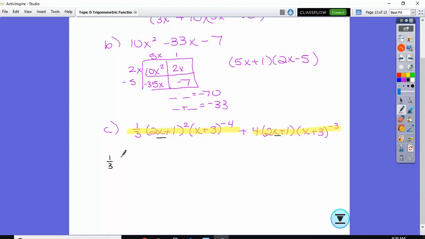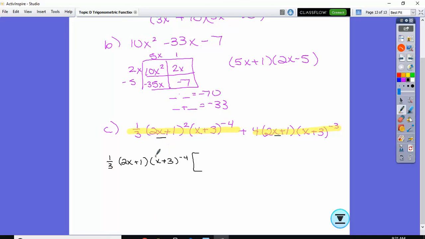They both have a 2x plus 1. When you pull it out, you take out the smaller power, so that would just be to the first. And they both have x plus 3. We take it out to the smallest power, which, what's smaller, -4 or -3? Negative 4. Okay.